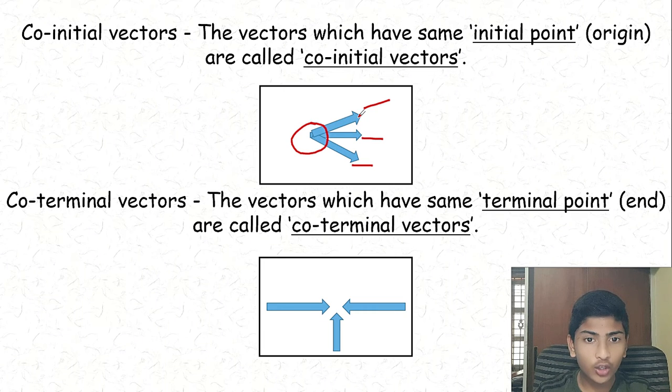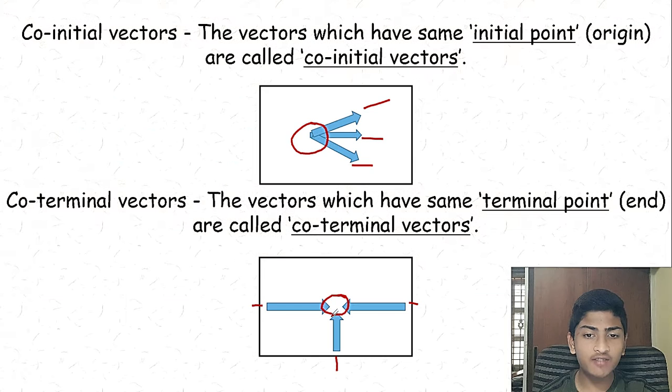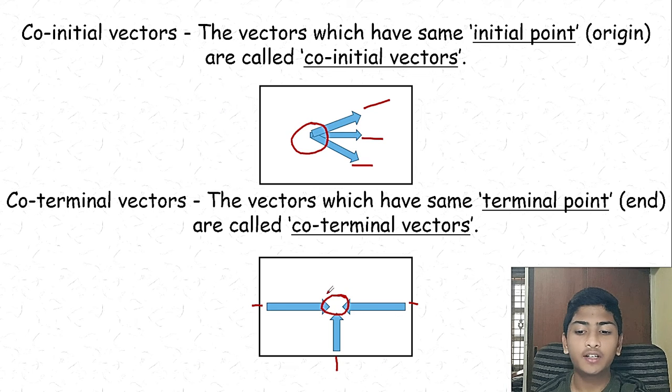Next, co-terminal vectors. It is exactly opposite to co-initial vectors. Here in co-terminal vectors, these vectors meet or end at the same point. The origin may be irrespective of origin. Here this may come from this or this. The ending point or terminal point of these vectors will be the same. This is a co-terminal vector.